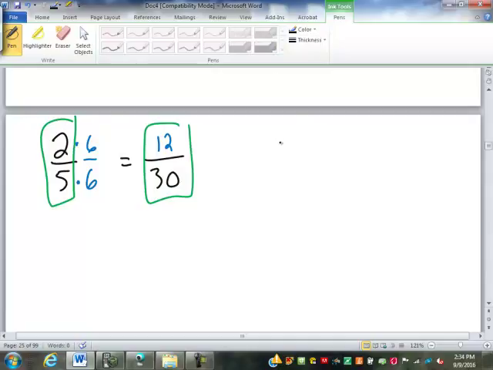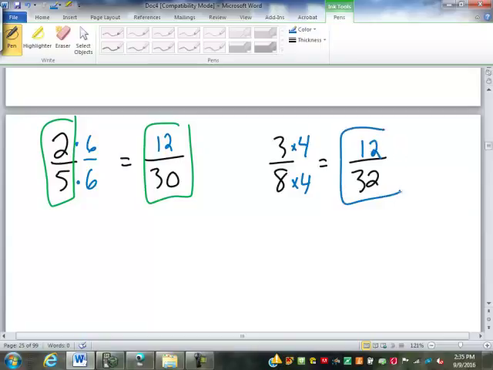So if I have 3/8 and I want to change it into 32nds, what number is going to go up here? What do we multiply an 8 by to turn it into 32? 4. So what do we have to do to the 3? Multiply by 4. 3 times 4 is 12. So 12/32 has the same value as 3/8.